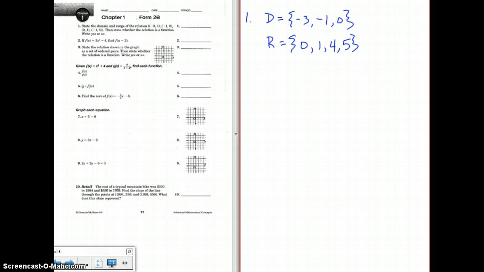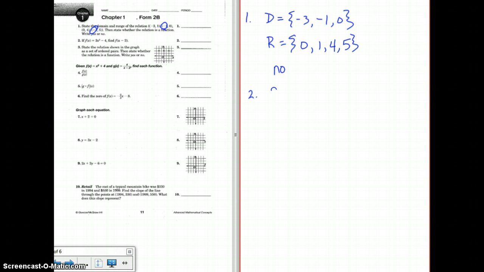And then it asks us if this relation is a function, and the answer is no, because each input value can have only exactly one output value, and we see that -1 actually has 2 different output values. So here it's not a function.